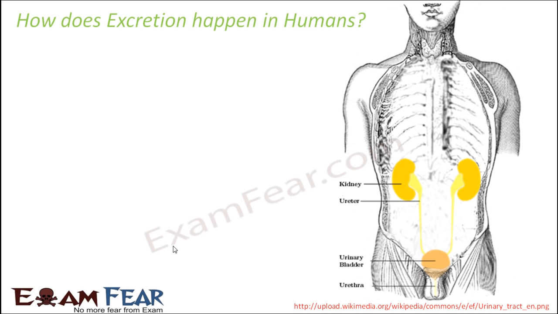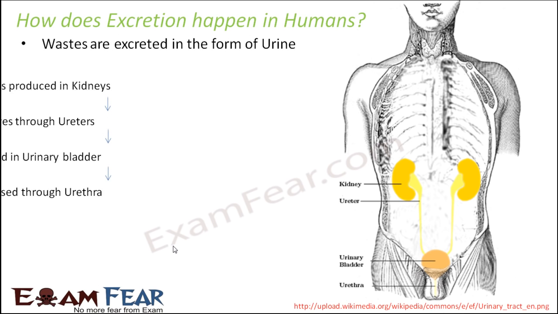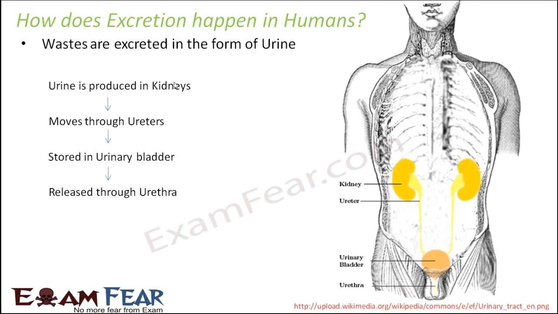So now the question is, how does excretion happen in human beings? Now, wastes are excreted in the form of urine, as I mentioned before, and this urine is produced in the kidneys. They move through the ureters, are stored in the urinary bladder, and then released through the urethra. So these are the four simple steps by which excretion takes place in human beings.